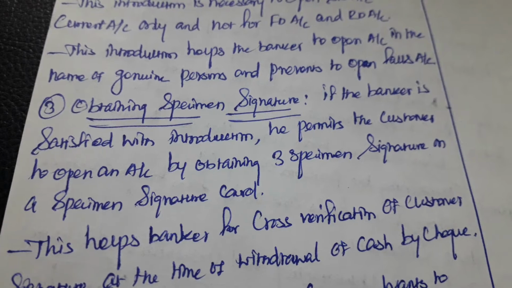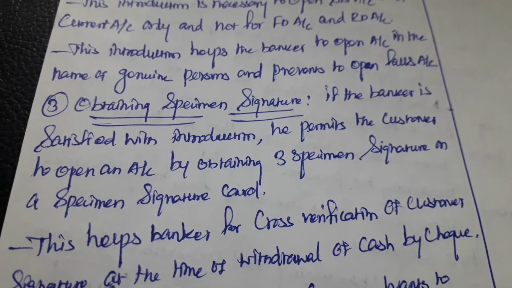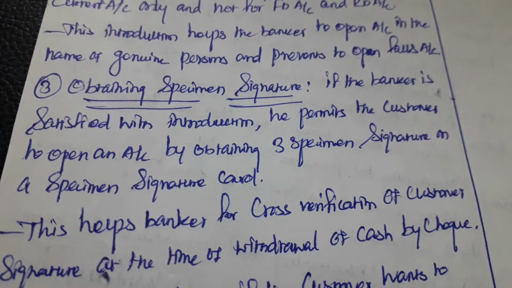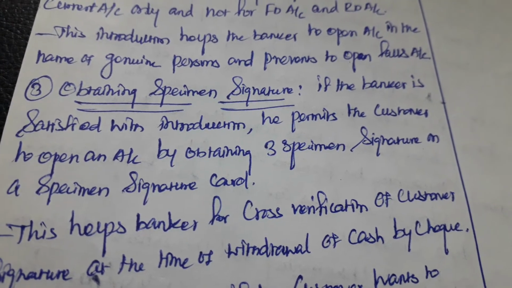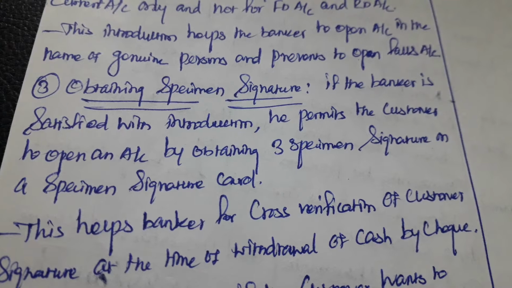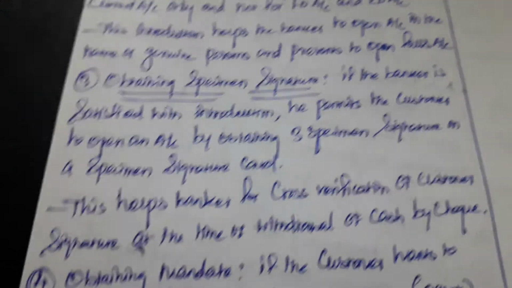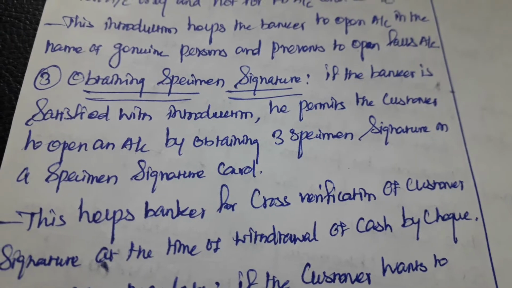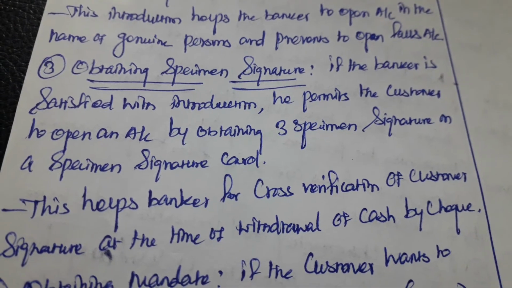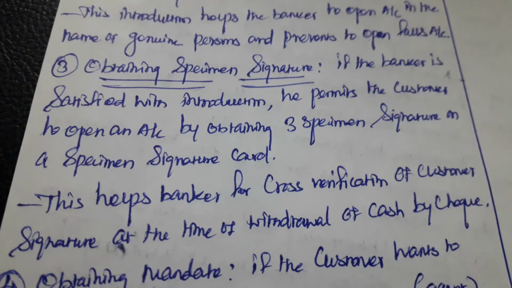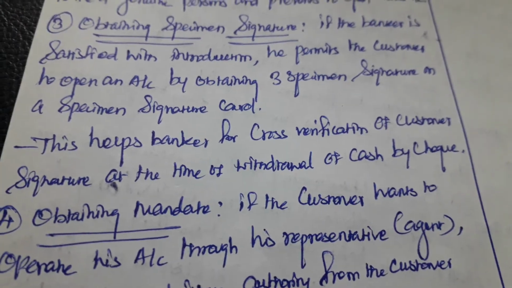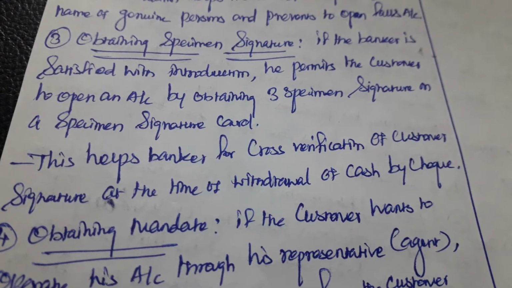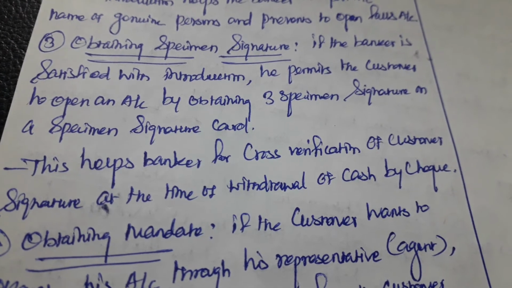The third one is obtaining the specimen signature. If the banker is satisfied with the introduction, he permits the customer to open an account by obtaining 3 specimen signatures on a specimen signature card. We need to put 3 signatures on the specimen signature card which is provided by the bank. This helps the banker for cross verification of the customer's signature at the time of withdrawal of cash by check.